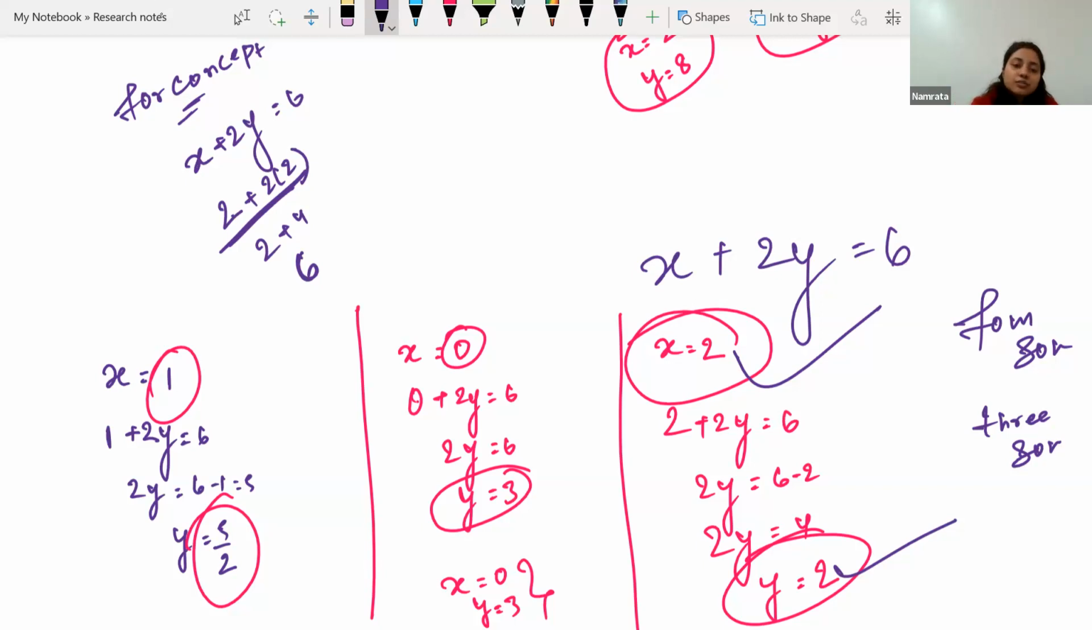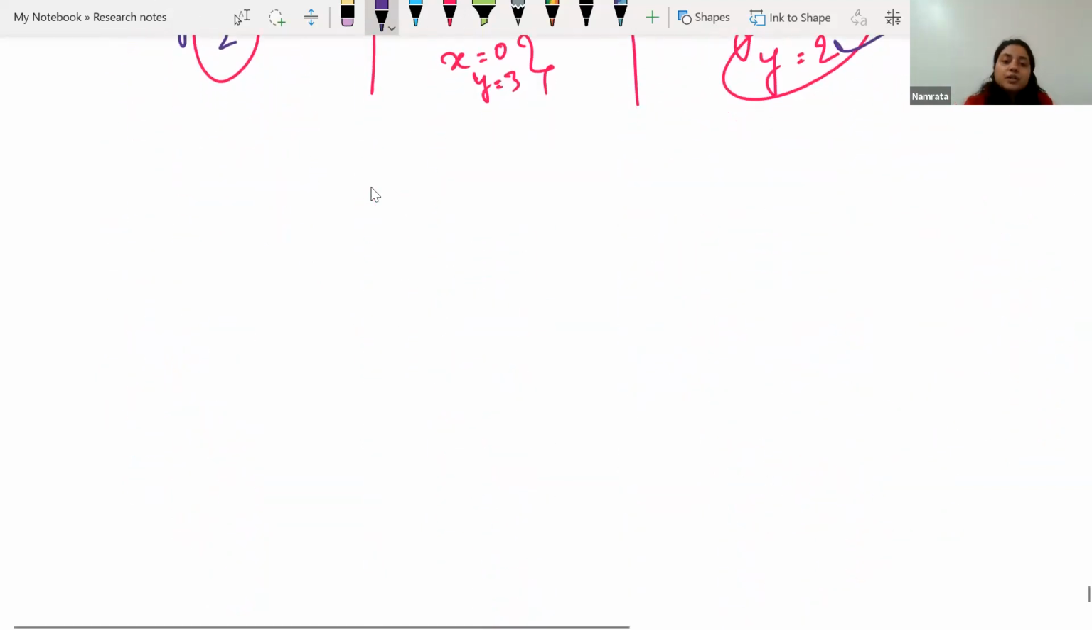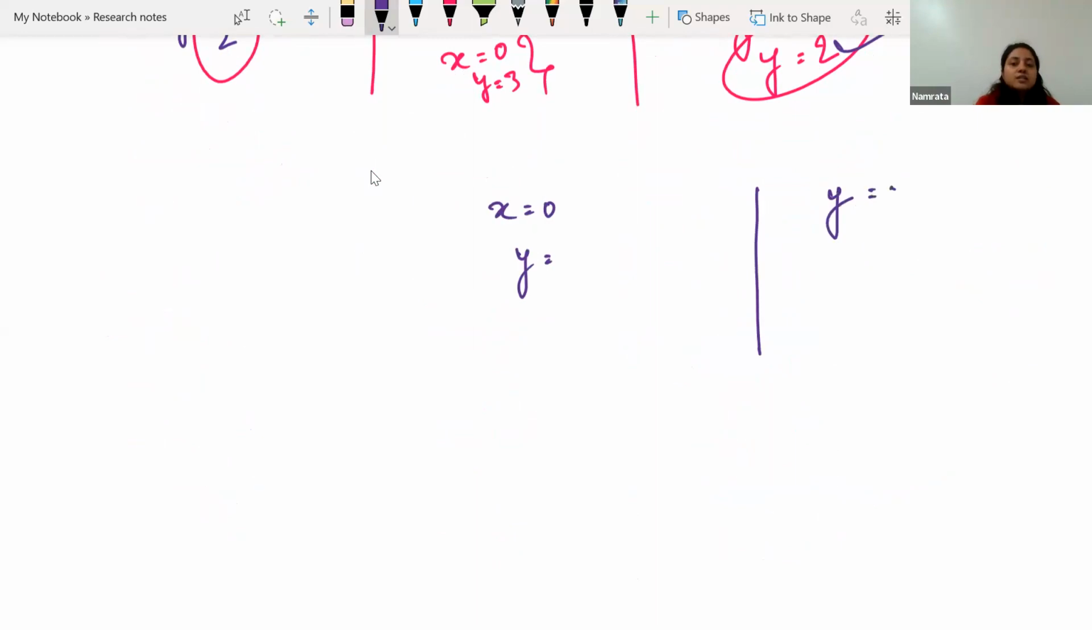And for construction of the graph, two most important solutions I would suggest you find every time: just take x as 0 and find y from the given equation, and take y as 0 and find x from the given equation. This way you will get two solutions. Always include these two solutions whenever you are finding four solutions, five solutions, three solutions, whatever be the number of solutions you are finding. These two cases always take. What two cases? Take x as 0 and find y.